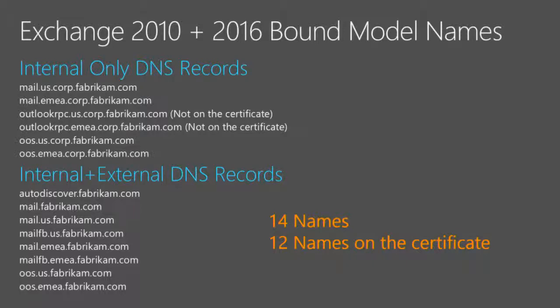Now, this might be a case where it makes sense to go after the wildcard certificate, and that's fine. You can use a wildcard. That's cool. We can do that. We support it. And instead of using the DNS zones like I do here, you just keep everything fabricam.com, and it's mail, mail-US, mail-EMEA, mail-APAC, whatever you want it to be.